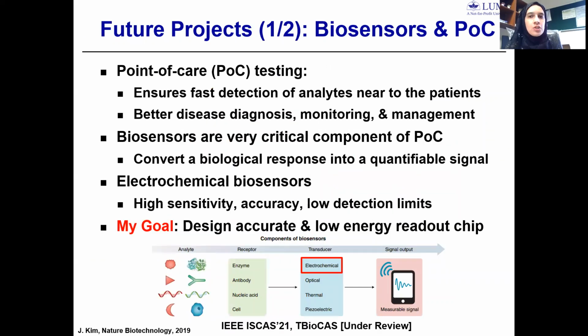My future projects, where I aim to continue working on or improve the versions of work we have done. So I aim to continue working on the vitals monitoring.